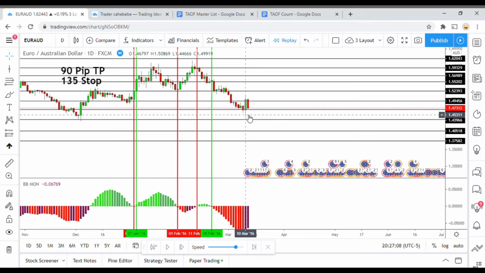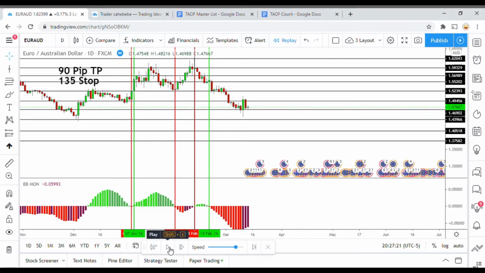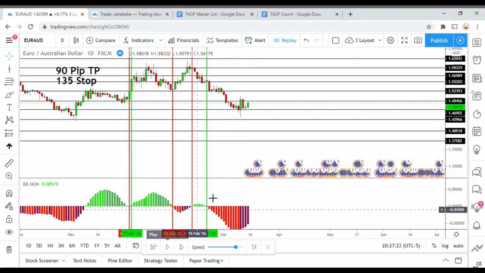There it goes. It spiked right there. Big green candle. That would have been a little bit challenging to get a hold of because it happened so quick, but it spiked up and then almost immediately came back down for a pretty strong move. Let's see what happens now.